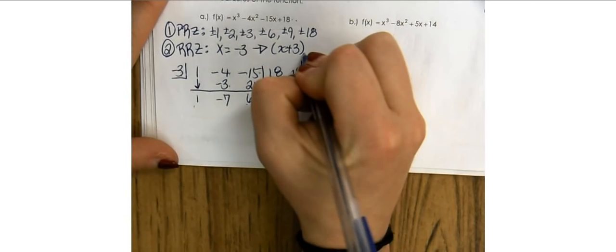So now I have an x plus 3. That came from what we started with. And now I have an x squared minus 7x plus 6, and this is equal to 0.